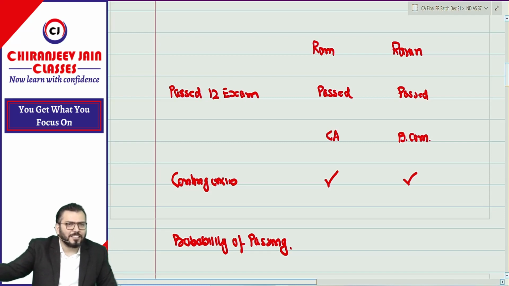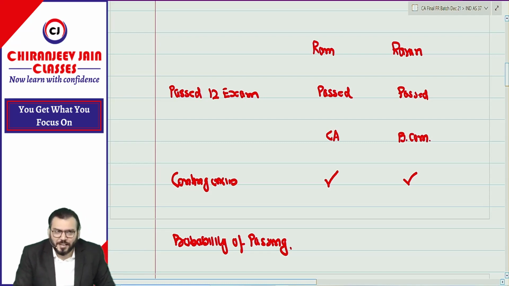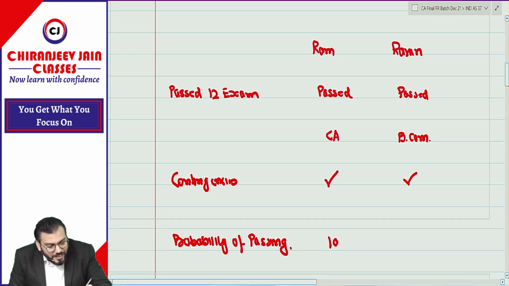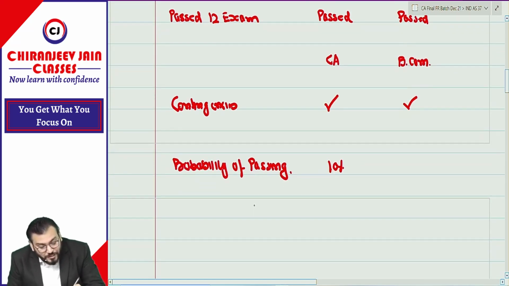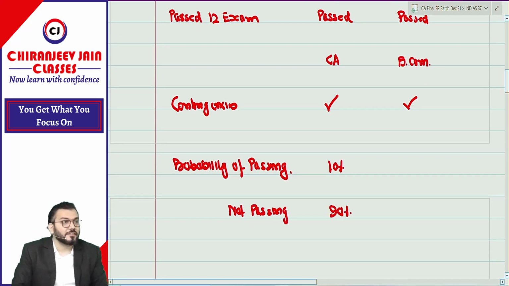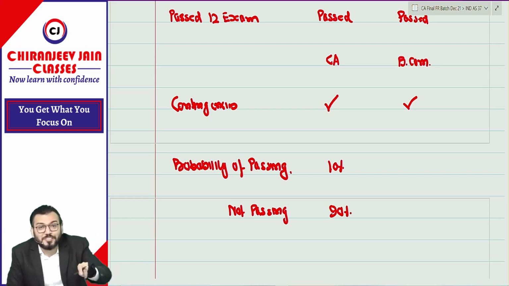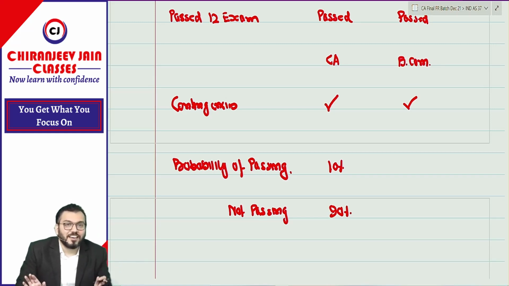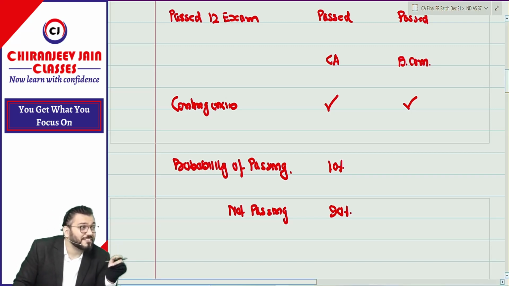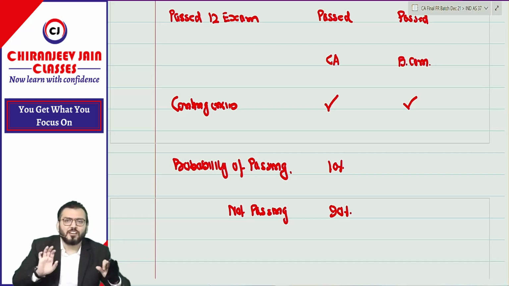In the last class we calculated it was 7% out of 100. Let us make it 10%. So the probability of passing is 10%, which means the probability of not passing the exam is 90%. Can I say the chances of not becoming a CA are more than the chances of becoming a CA? Therefore, he should think something about this and take appropriate action. He has registered, but he will not become a CA only because of registration.